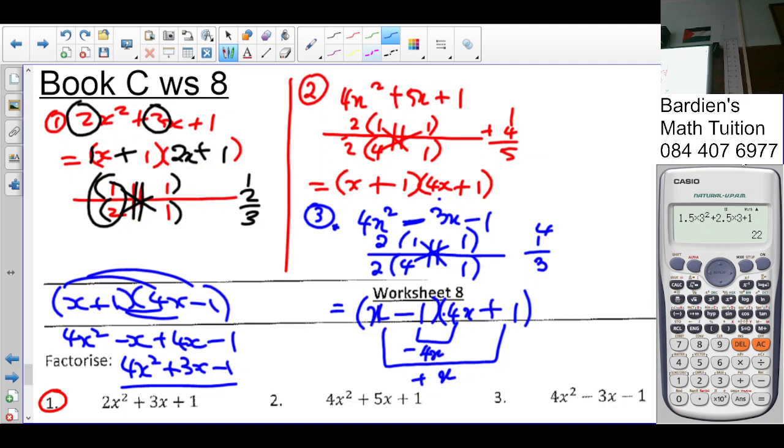So if this had to be the other way around, if this was now negative and that was positive, then x times 4x is still 4x squared. X times 1 is positive x. Negative 1 times 4 is negative 4. Can you see here? And negative 1 times 1 is negative 1. So positive x minus 4x is negative 3x, which now is the same as that. Okay?